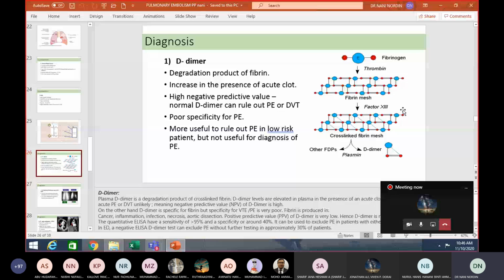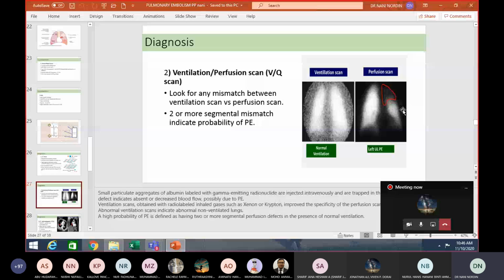Other important investigations that can be done is what we call a VQ scan. There are two arms for that. One, you look at the ventilation scan, so you give some sort of tracer, inhaled, and you can see the whole area of the lung that is ventilated. Then you can inject something to see the area that is perfused. As you can see here, there is some area that is not perfused, as compared to the area of ventilation.